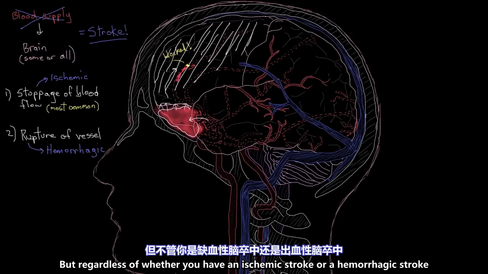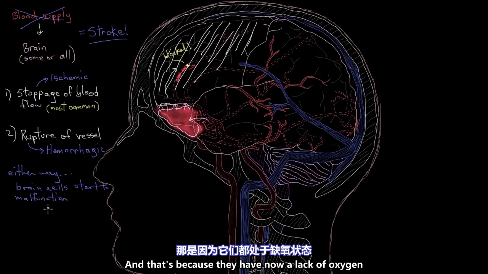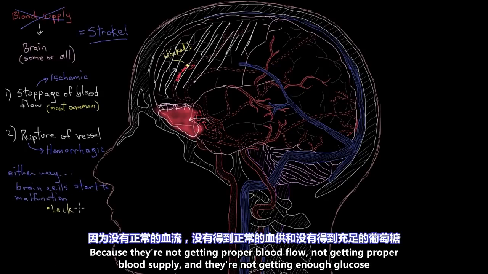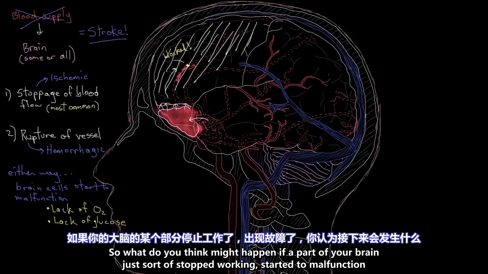But regardless of whether you have an ischemic stroke or a hemorrhagic stroke, either way, your brain cells are going to start to malfunction after about 3 minutes or so. That's because they have a lack of oxygen, right? Because they're not getting proper blood flow, not getting proper blood supply. And they're not getting enough glucose, and they need glucose in your bloodstream to function properly, to carry out their complicated functions.